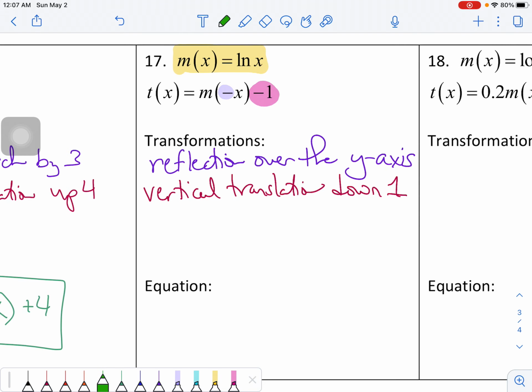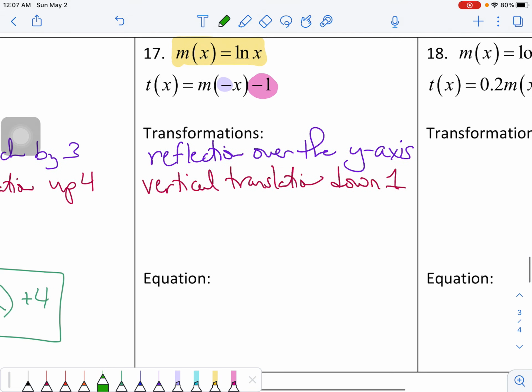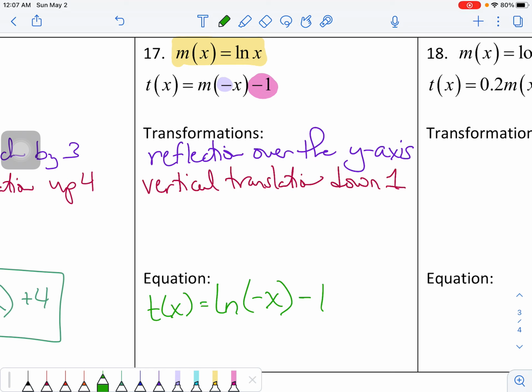And let's take a minute and actually write the equation here. So this is going to be t of x is equal to, now we want to write m of x here, but wherever x is, I want to throw a negative in front of it. So this is going to be the natural log of negative x, right? Put those parentheses around there to hold the negative in there, and then tack on a minus 1 at the end to account for that vertical translation.